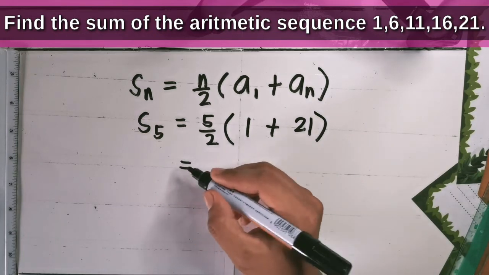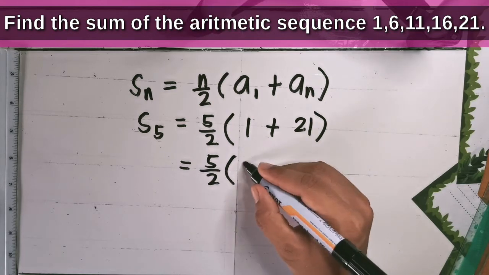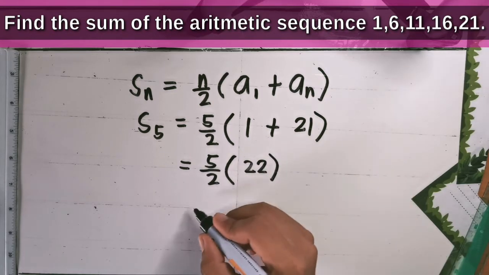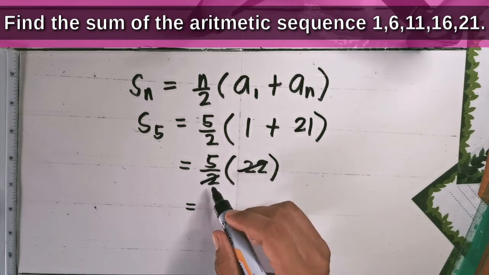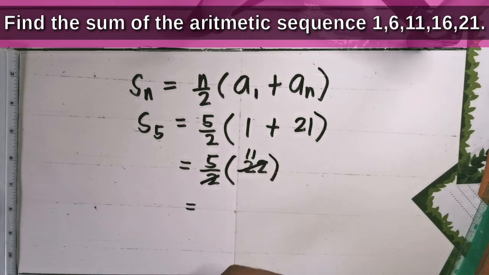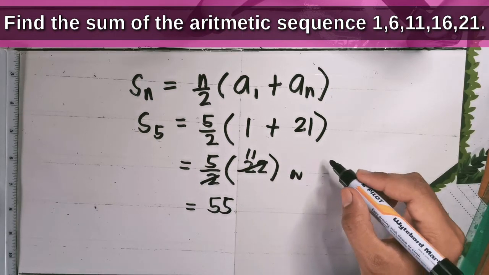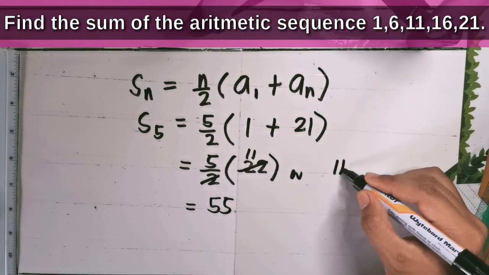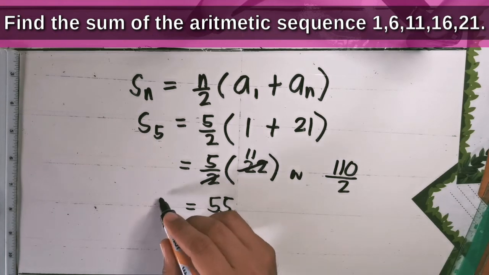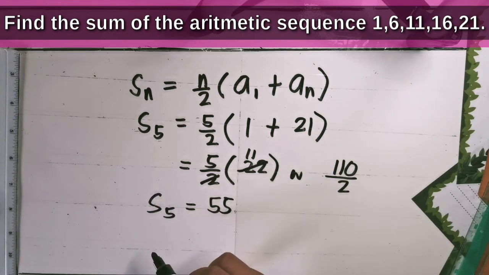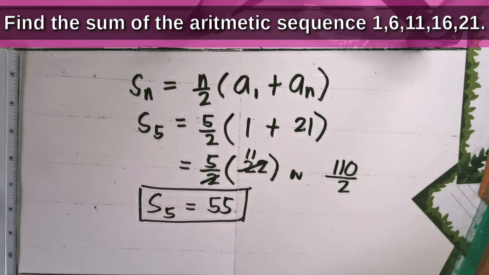Okay, so let us simplify. 5 over 2 times 1 plus 21, that is equal to 22. Then, we can simplify that. So simply divide 22 by 2, so that is 11, and 5 times 11 is equal to 55. Or you can use 5 times 22, that is 110 over 2. And 110 over 2 is also equal to 55. Meaning to say the sum of 1, 6, 11, 16, and 21 is equal to 55.